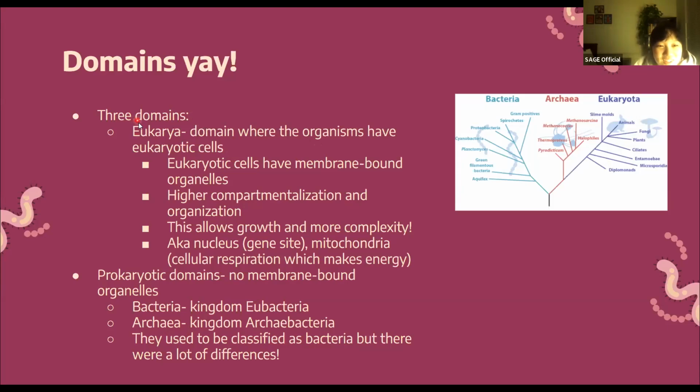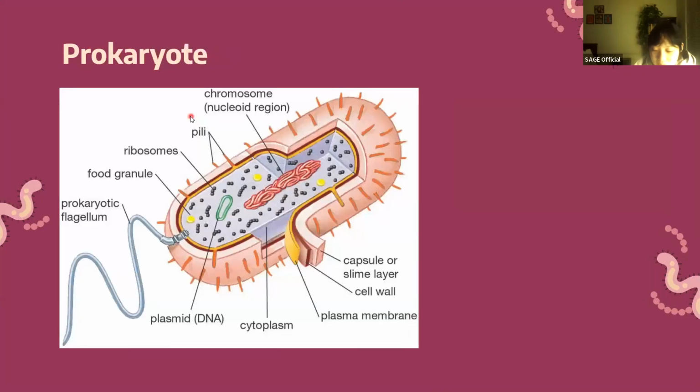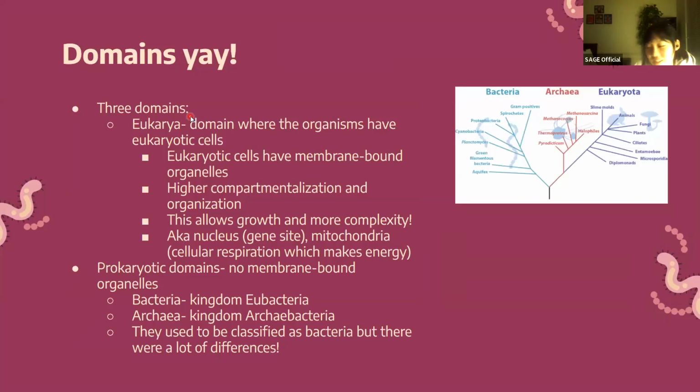Okay, so there are 3 domains. Oh my god, I accidentally clicked. Okay, so this is the broadest classification of life. So this means that every living thing can be classified into either eukarya, bacteria, or archaea. These are the 3 domains.